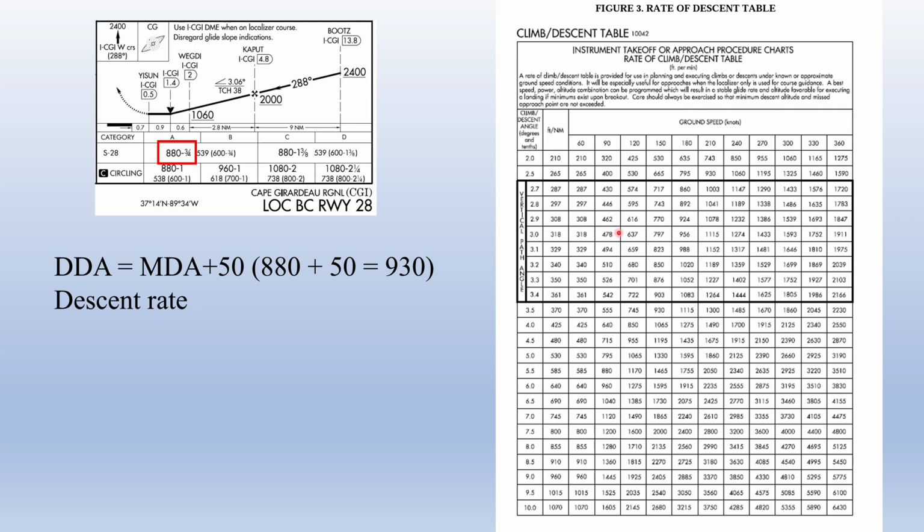So if we average all four of these numbers right here, this gives us the descent rate at 3 degrees, 3.1 degrees at 60 knots and 90 knots. So average all four of these numbers together, and you come up with a 405 foot per minute descent is what we need to stay on that visual descent angle.